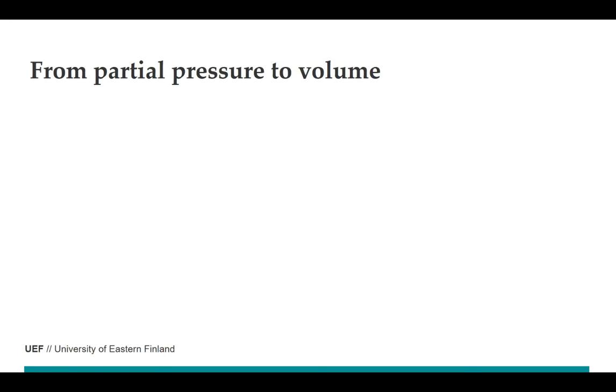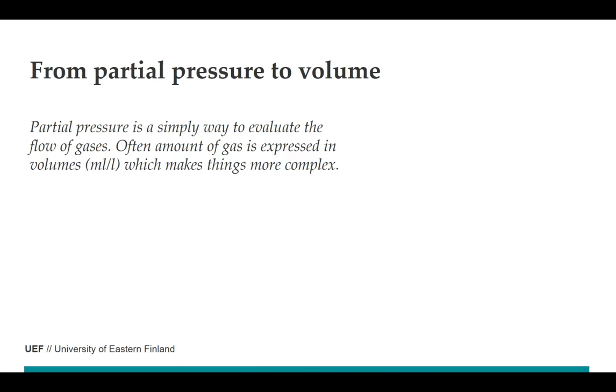Okay, partial pressure is quite understandable, and it's a good way because it's very easy to calculate in which direction the gas is flowing. But quite often we have different ways to describe how much oxygen we have. Sometimes in aqueous solutions we say how many milliliters of oxygen we have per liter, for example. And it actually makes things a little bit more complex.